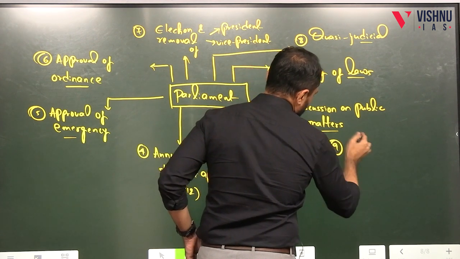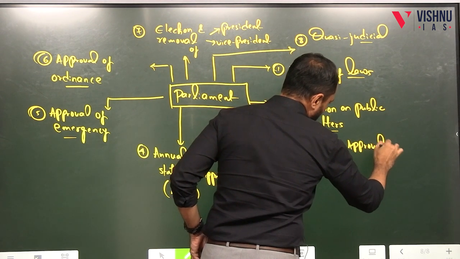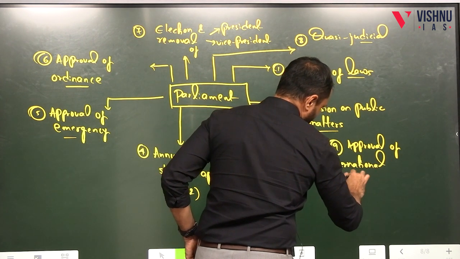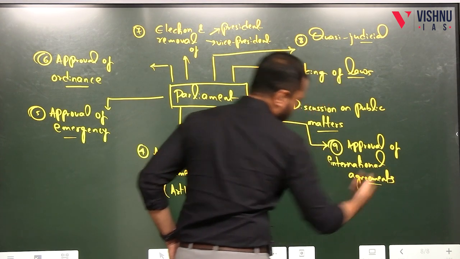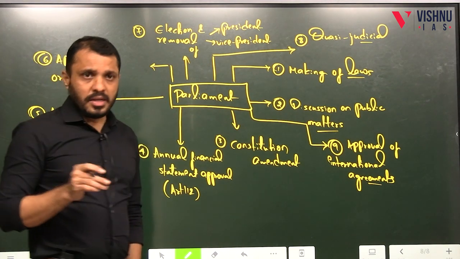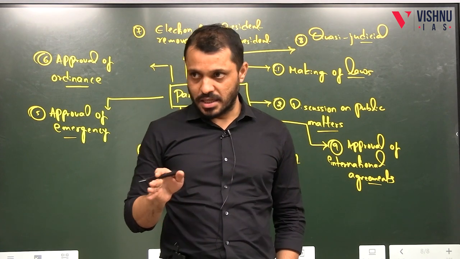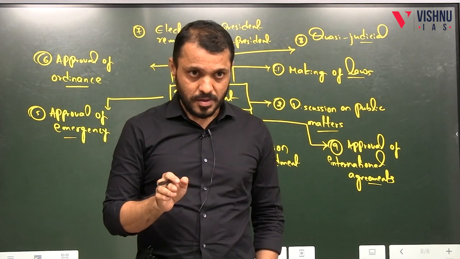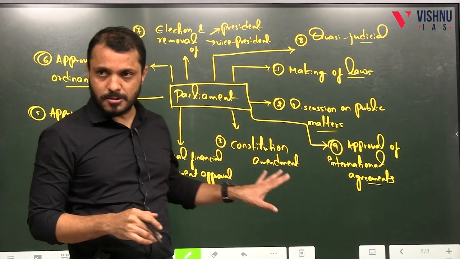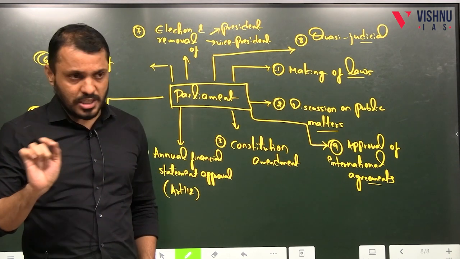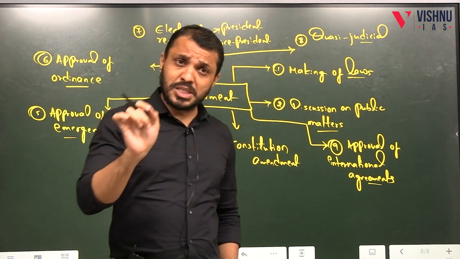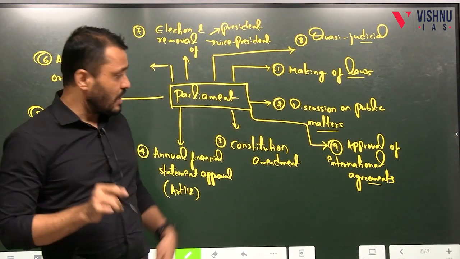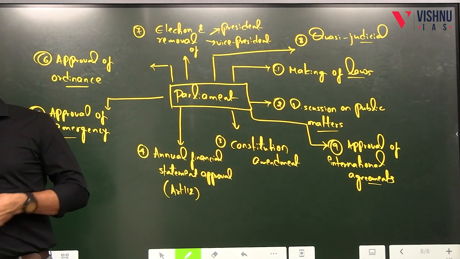Apart from this, one more function is approval of international treaties or international agreements. For example, students, India signed the COP21, Paris Climate Agreement. Initially, the first stage of any international agreement is signing the agreement. Once we sign the agreement, we will introduce that agreement in the parliament. Once parliament approves that agreement, that is known as ratification. So, whichever agreement India signs can be ratified only when that agreement is approved by both Lok Sabha as well as Rajya Sabha. So, that is one more function of the parliament. Approval of international agreements. Are we clear about this?